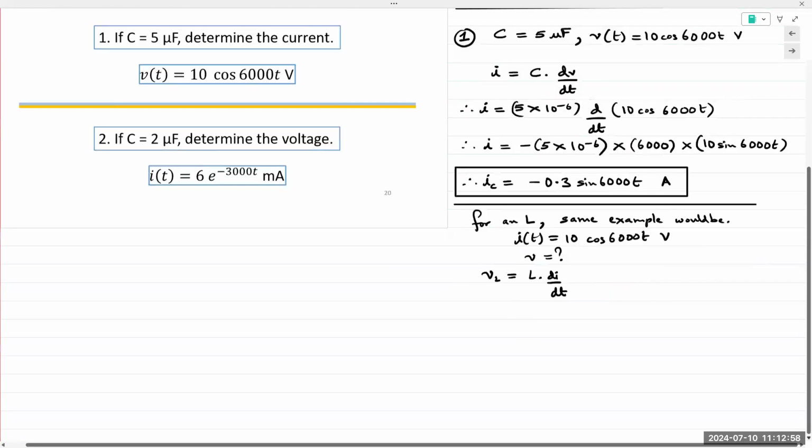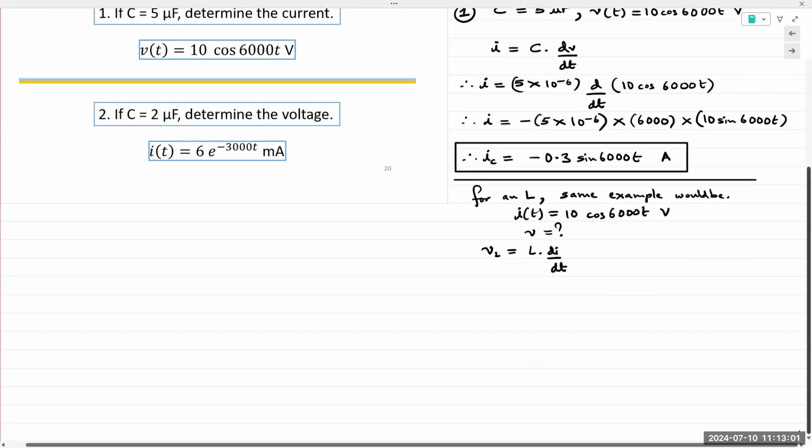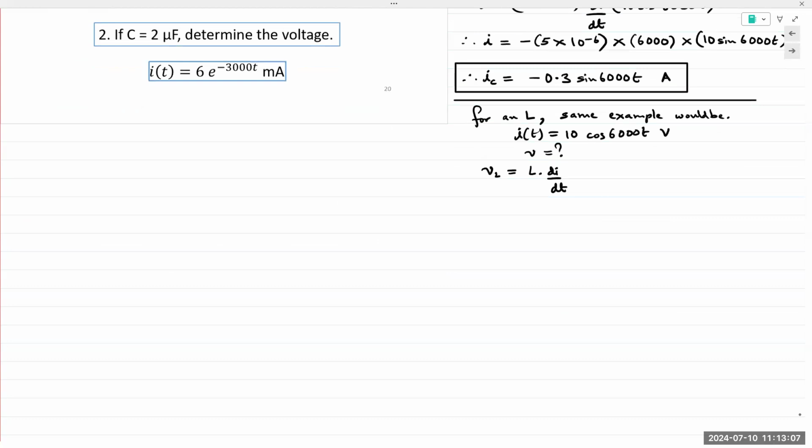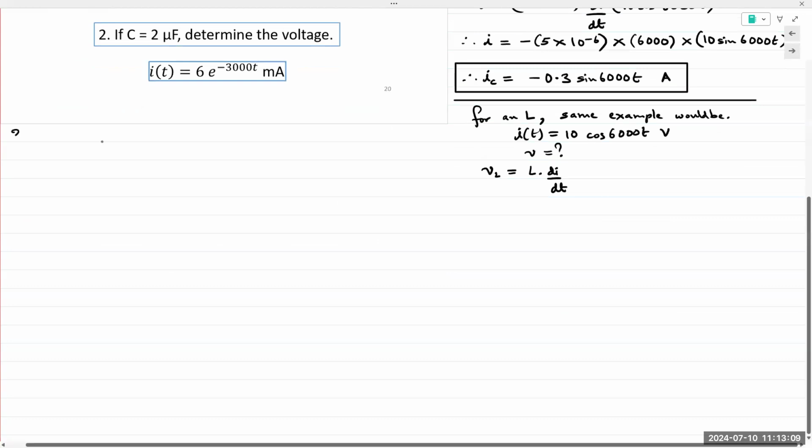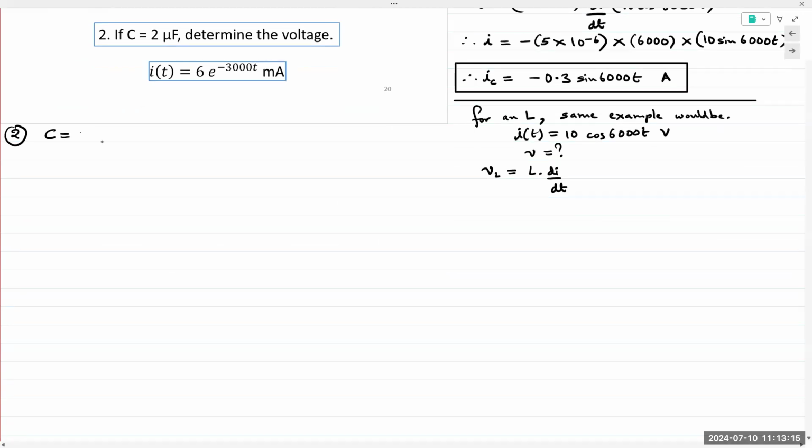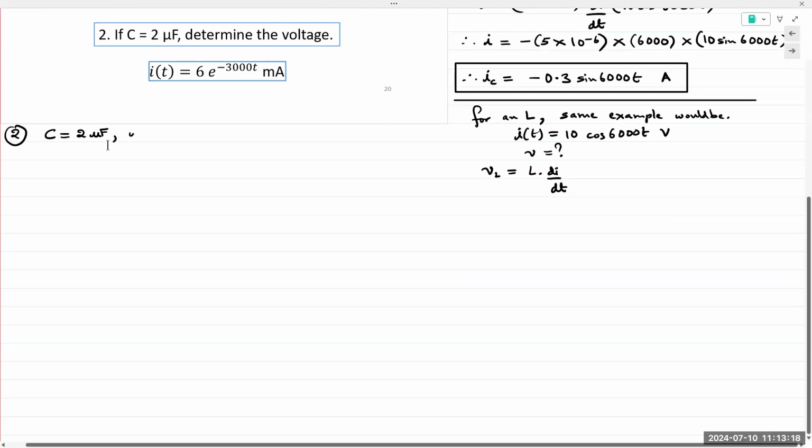Now we'll flip to the other side of the equation, meaning we are given the current and we are asked to find the voltage. So the capacitor this time is 2 microfarads and the current is given. Capacitor current is given as 6 times e raised to minus 3000 t milliamps.